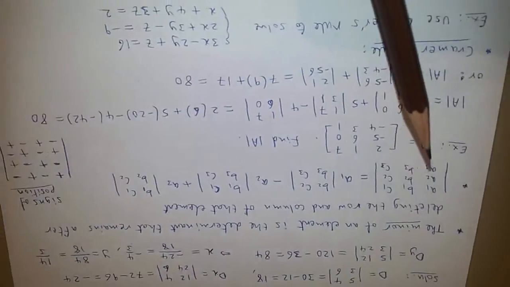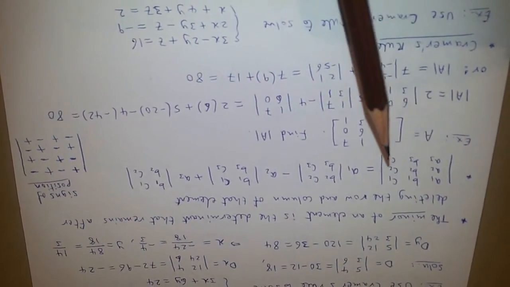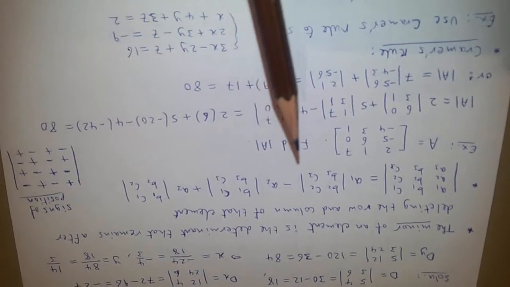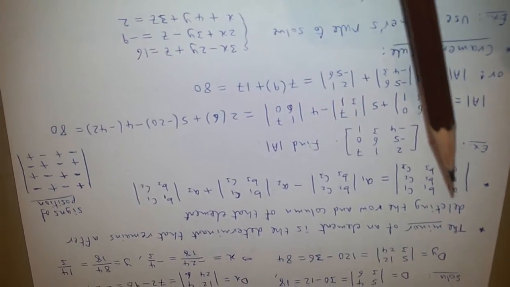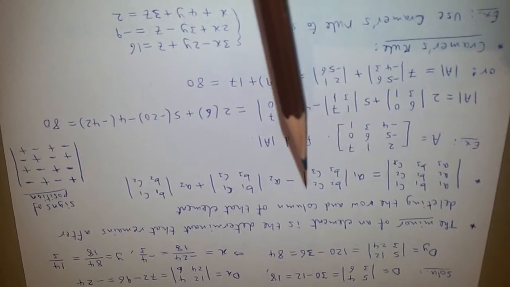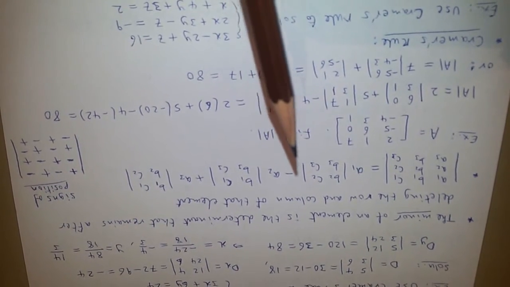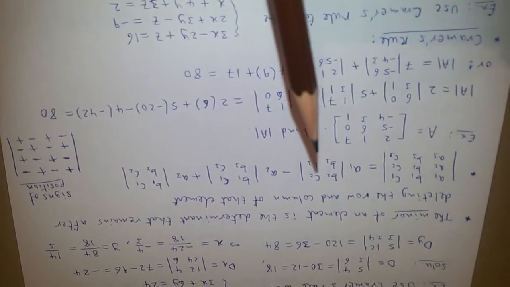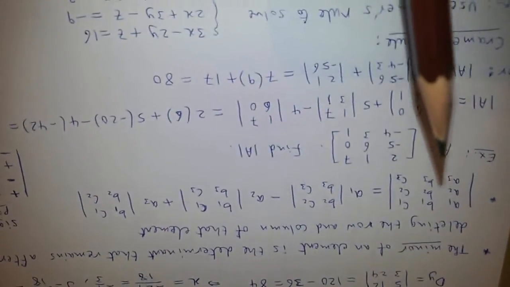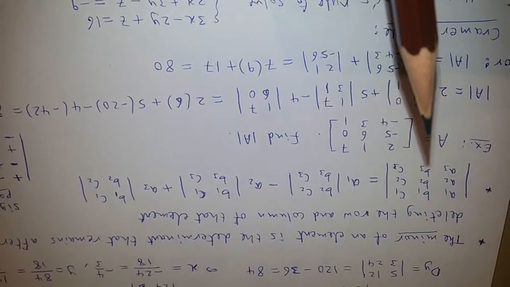Now this is the definition of the determinant of a 3 by 3 matrix. How? If you take the first column, you multiply A1 by the minor of A1. And you put a minus sign and multiply A2 by the minor of A2. How? Remove the row and the column of A2, you get B1, C1, B3, C3.